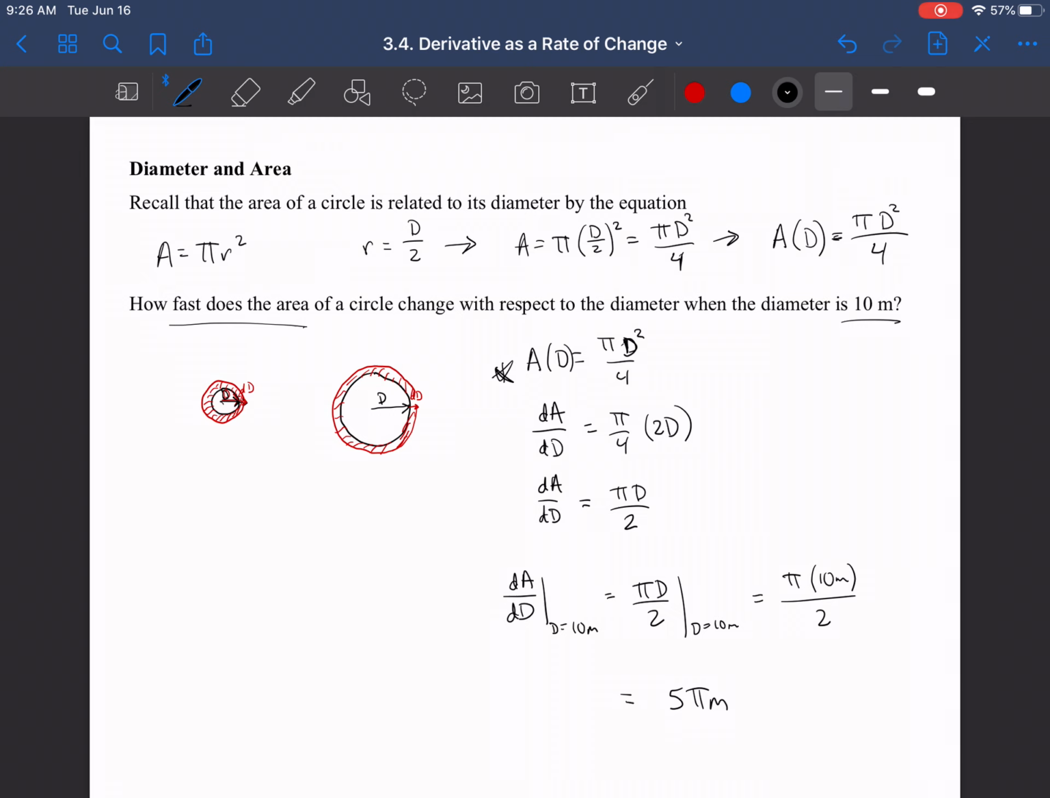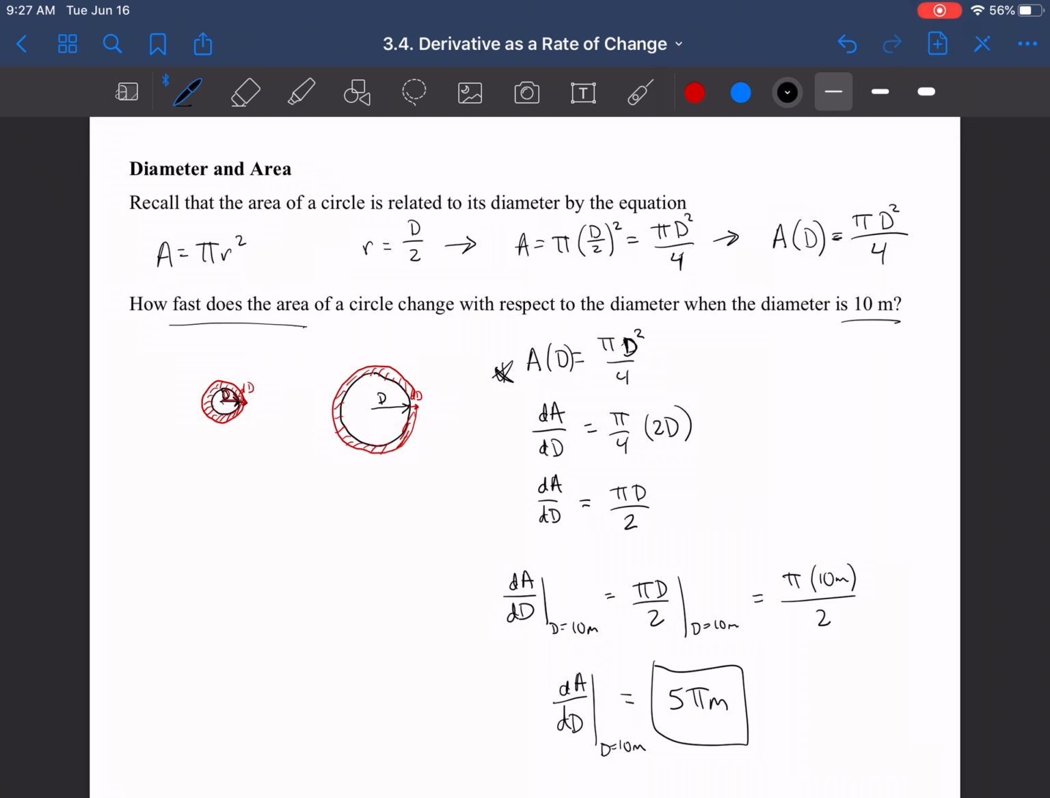And that's really what we have there. So there you go. We've got our answer. 5 pi meters is our rate of change, dA/dd, at d equals 10 meters. Okay? So it's just a matter of finding an equation that relates the two variables together, some sort of relation between them, and then plugging it in.